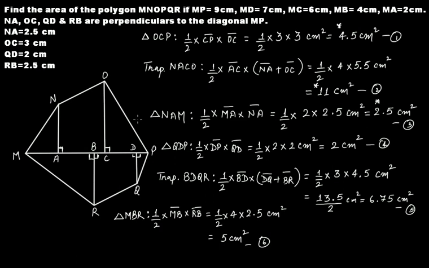Okay, so the area of this polygon will be the sum of all these areas. If you add them together, you get 4.5 plus 11 is 15.5 centimeter squared. Now 15.5 plus 2.5 is 18 centimeter squared. 18 centimeter squared plus 6.75 is 24.75 centimeter squared. 24.75 centimeter squared plus 5 centimeter squared is 29.75 centimeter squared. So 29.75 centimeter squared is the area of this polygon MNOPQR.